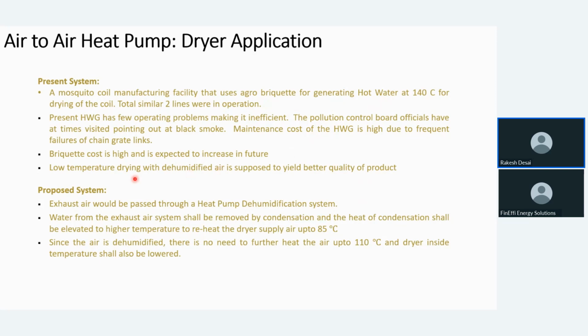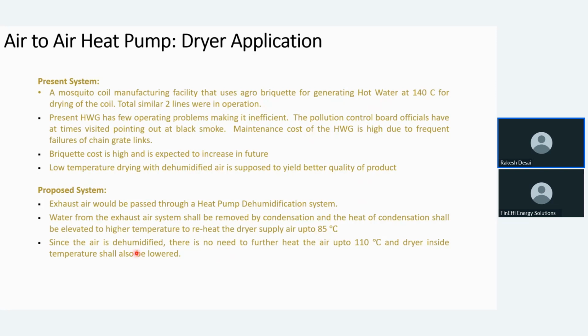Now, low temperature drying with dehumidifier was proposed. What was the proposed system? We propose that whatever exhaust air is coming out from the dryer will pass through a heat pump dehumidification system. Water from the exhaust air will be removed by condensation, and this heat of condensation shall be used to elevate the temperature of the air to 85 degrees centigrade.